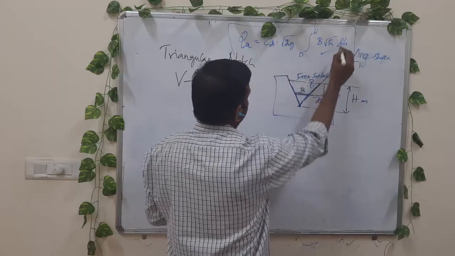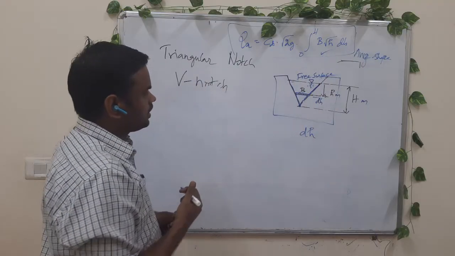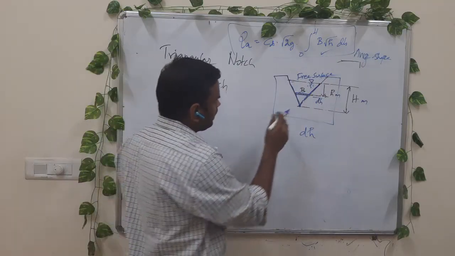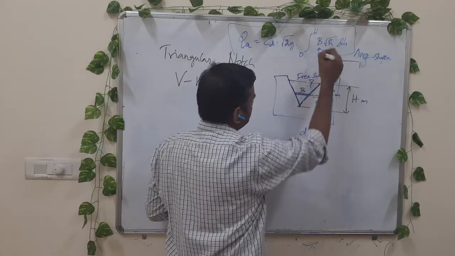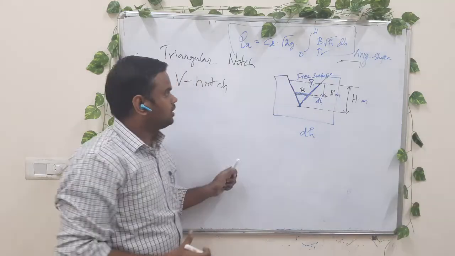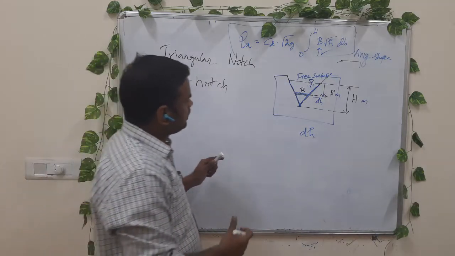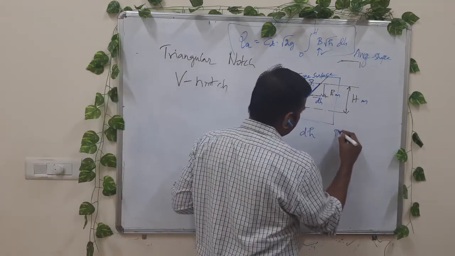So we have the expression for Qa like this. Now for a triangular notch, in the rectangular notch we took out this b because b is fixed. Whereas for a triangular notch, what do we have to do with b? B is a function of h.